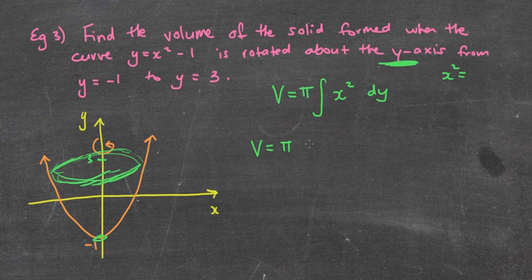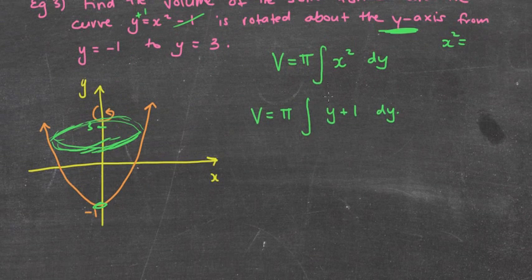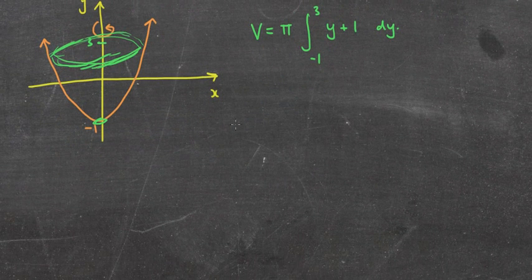Volume equals pi times, we actually need to know what this is going to be, don't we? So I'm going to do that. My apologies. I'm going to put the integral of our x squared. We've currently got y equals x squared minus 1, so let's plus the 1 across there. I've got x squared is equal to y plus 1 dy. Alright, so now we've got that. Oh, hold on, put my 3 and my negative 1 there. We can now scroll down and move on from that.